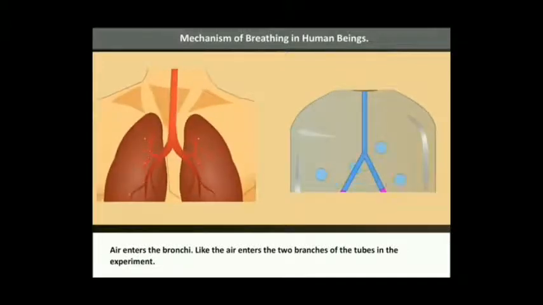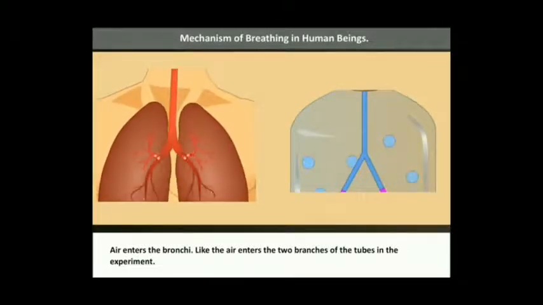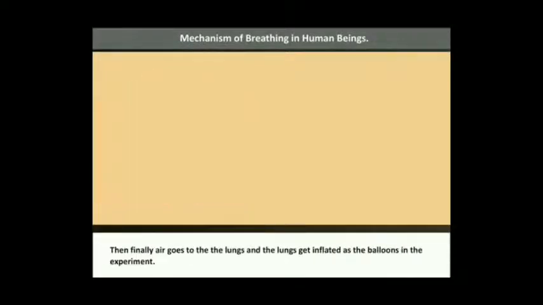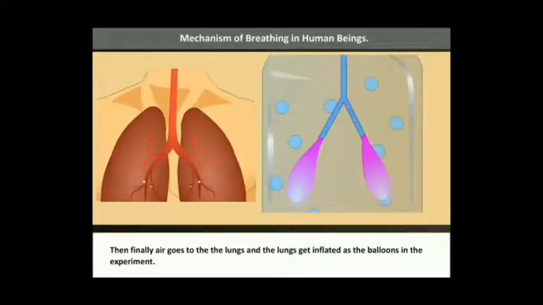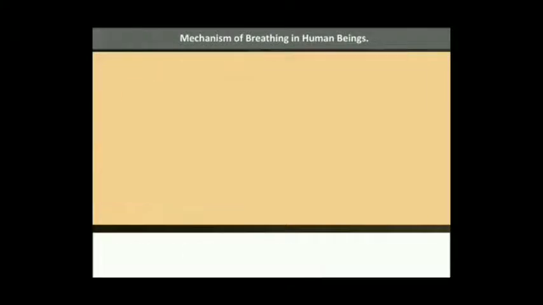Air enters the bronchi, like the air enters the two branches of the tube in the experiment. Then finally air goes to the lungs and the lungs get inflated, as the balloons did in the experiment.